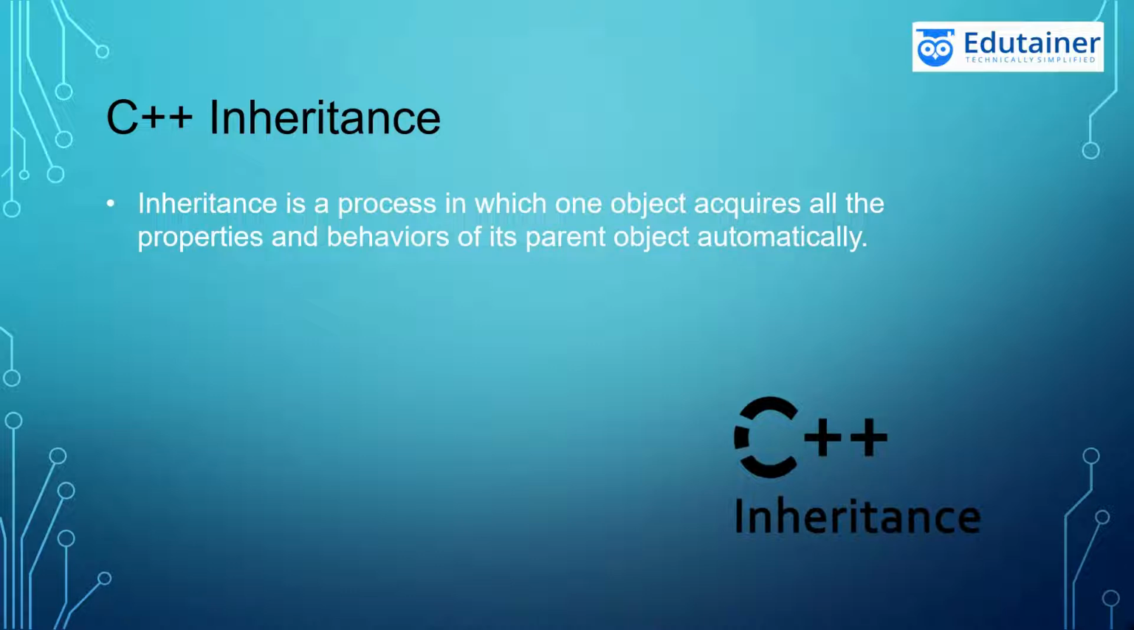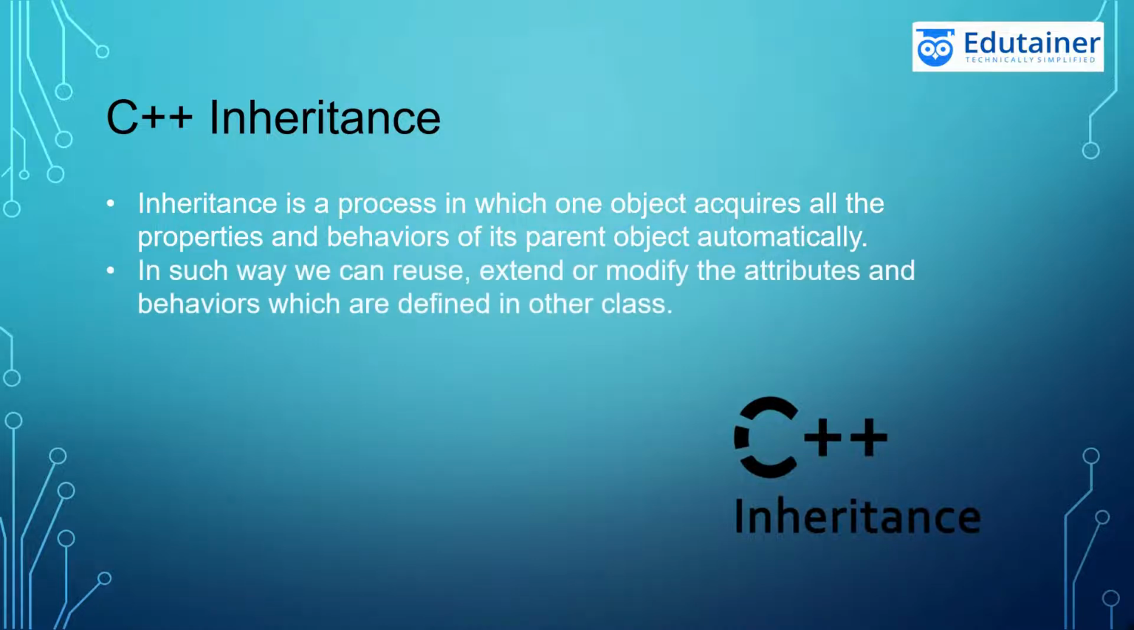So let us relate inheritance to the real world. In the real world, your behaviors are inherited from your parents. We can say that you are inherited from your parent. Similarly, inheritance in C++ programming is also the same. The parent class can be inherited by its derived class, that is, the child class.